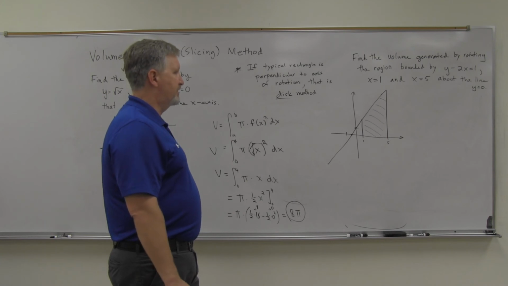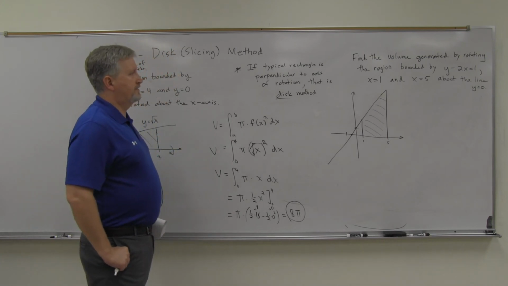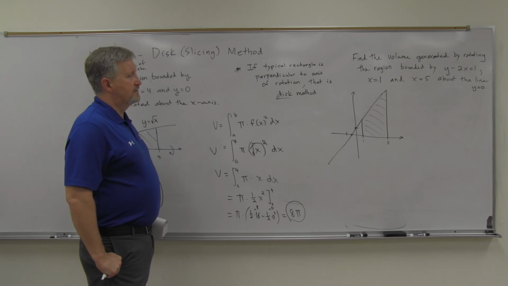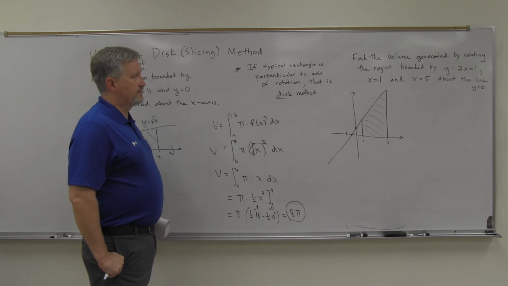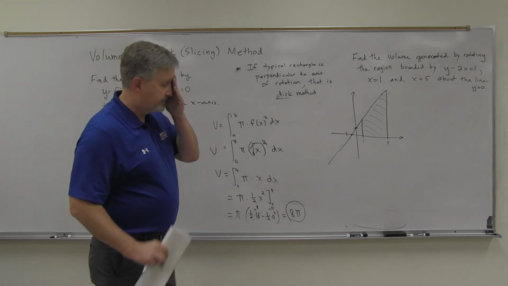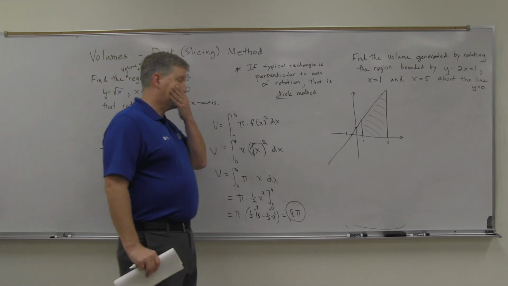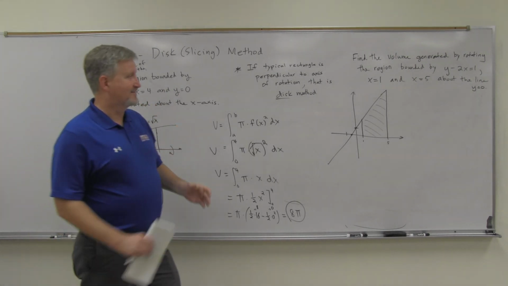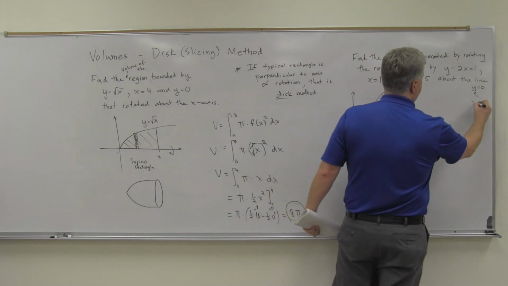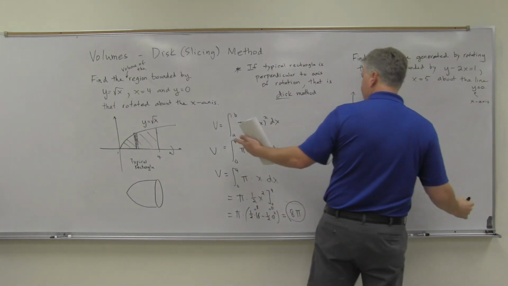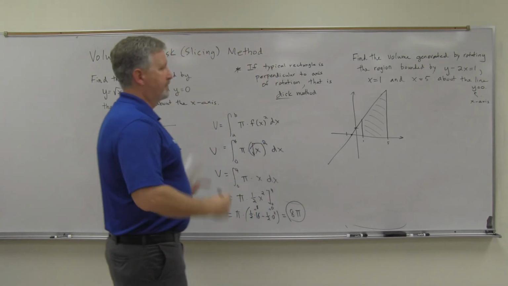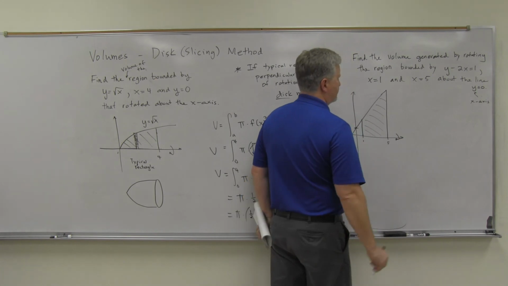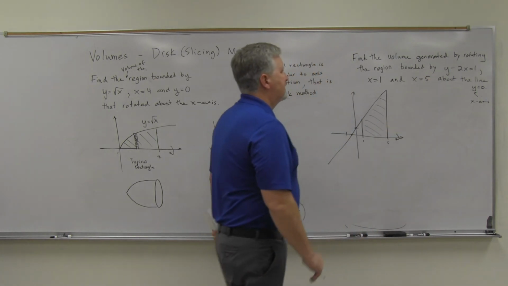Probably should have thrown in y equals 0, but find that, rotate that about the line y equals 0. So the line y equals 0, that's just another way of saying the x-axis. So don't let that fool you. So I'm still doing pretty much what I was doing here, rotating it about the x-axis.